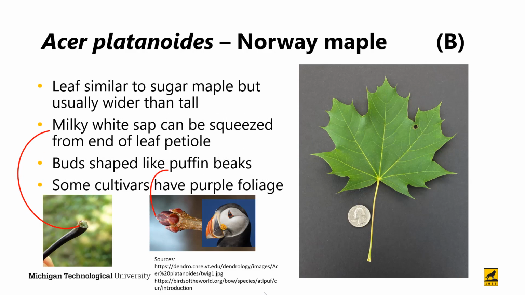The leaves of Norway maple look very similar to our native sugar maple. But Norway maple leaves tend to be a bit wider than they are tall, unlike the sugar maple. But like sugar maple, Norway maple leaves have smooth edges, unlike the serrated edges of a red maple. One Norway maple clue is if you pick a leaf and then squeeze the end of the stem or petiole, you'll see a little white milky drop of sap. Also, the buds look like the beaks of tiny puffins.